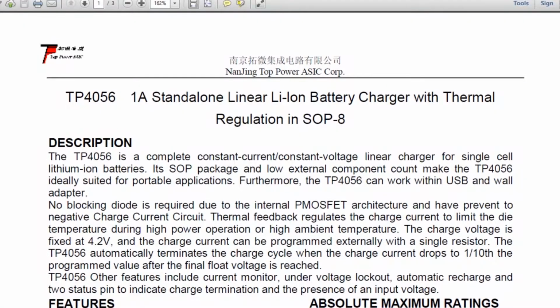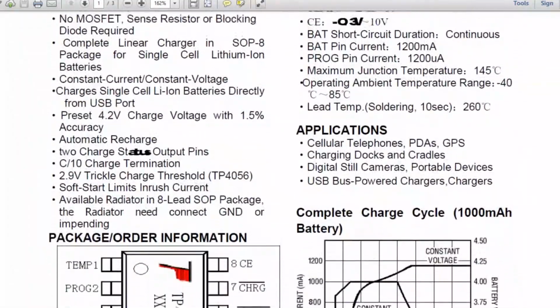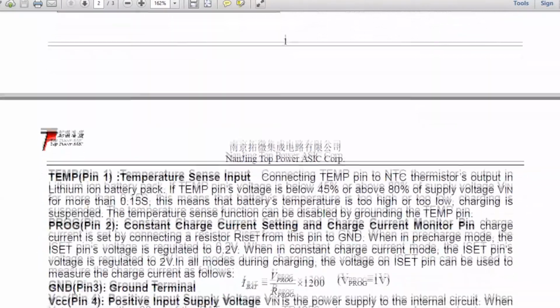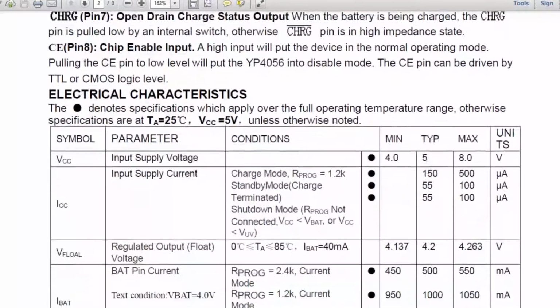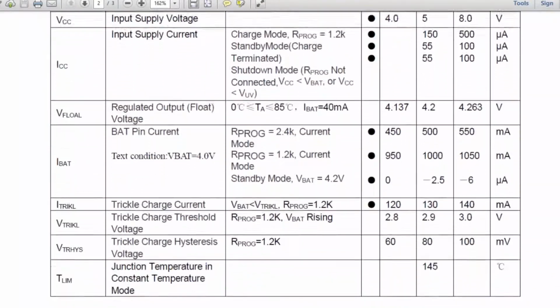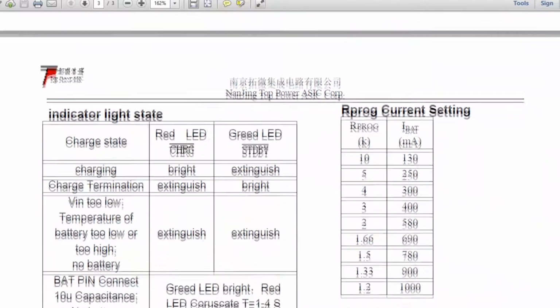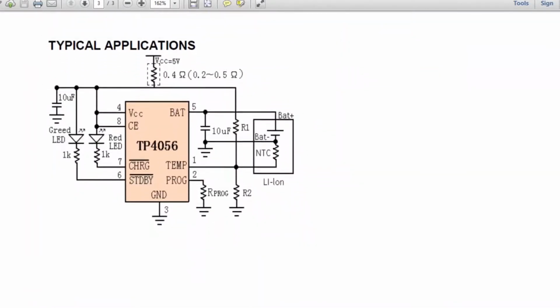The TP4056 is a complete constant current, constant voltage, linear charger for single cell lithium ion battery. Its SOP package and low external component count make the TP4056 ideally suitable for portable applications. Furthermore, the TP4056 can work with an USB and wall adapter. Read its datasheet for more info.